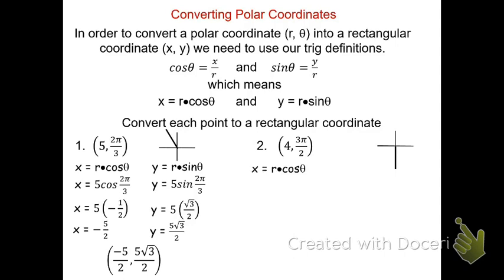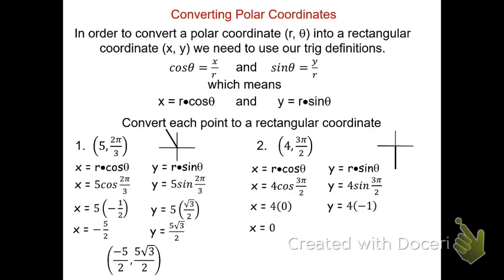X equals r cosine theta, substituted in becomes 4 cosine 3 pi over 2. The cosine of 3 pi over 2 is going to be 0, and 4 times 0 is 0. R sine theta is going to become 4 sine 3 pi over 2. The sine of 3 pi over 2 is negative 1, and 4 times negative 1 is negative 4. So like I thought, this is going to be 0, comma, negative 4.